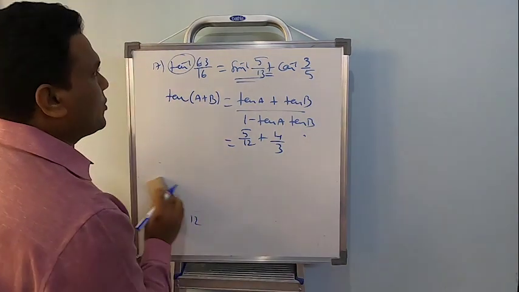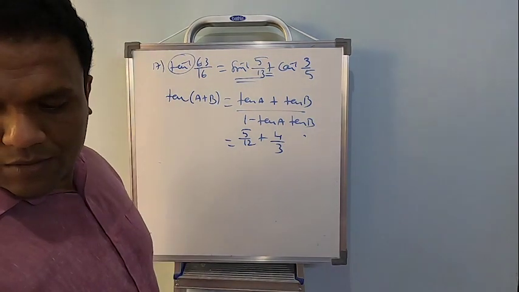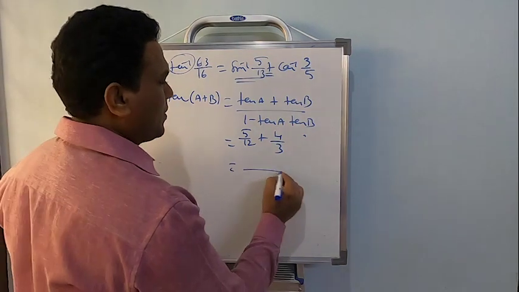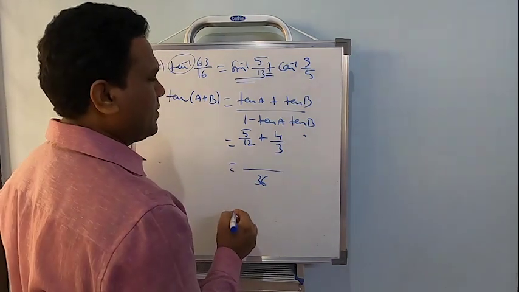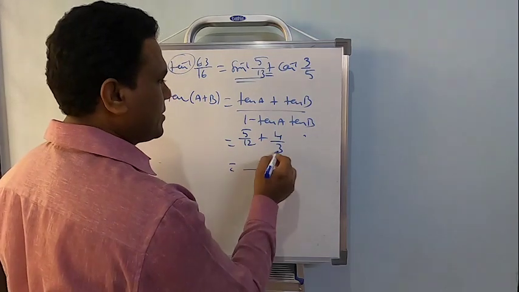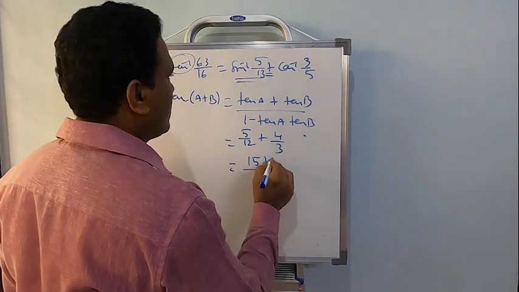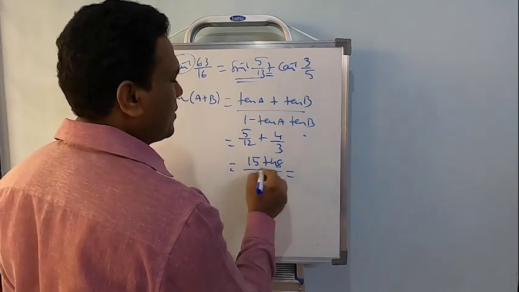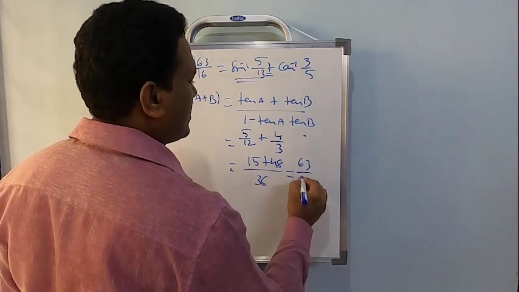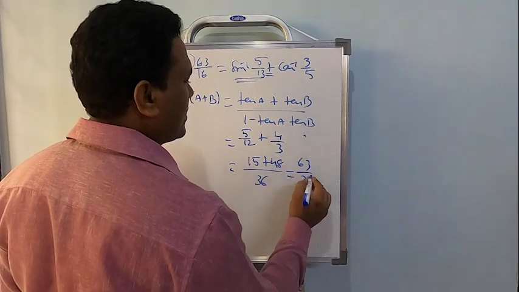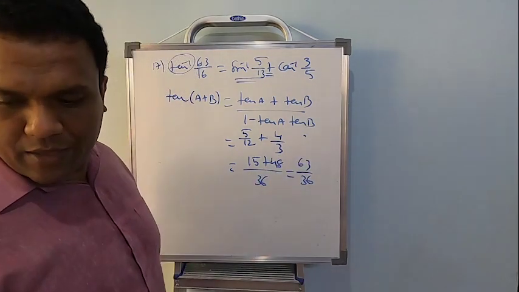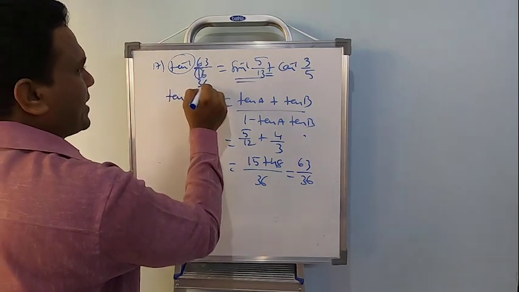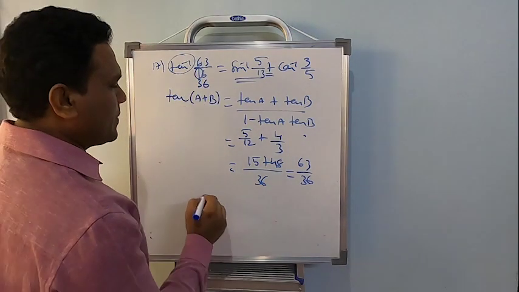Okay, so let's continue. Just checking the values. 5 by 13 was there, so it's okay. 36 is going to be fine. On checking this, it's going to be 15 plus 48. So 15 plus 48 is going to be 63 by 36, right? I just wanted to make a correction. In your problem this was given as 16. So please make it as 36. There is a correction, so please make a note.